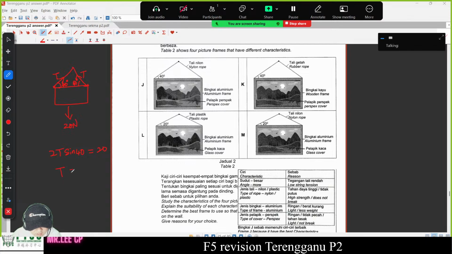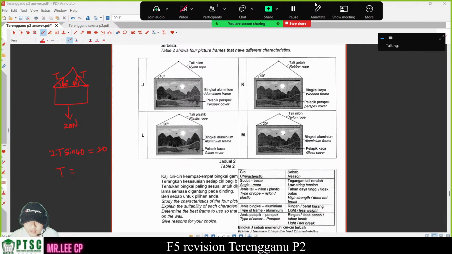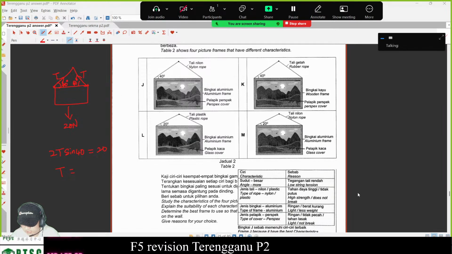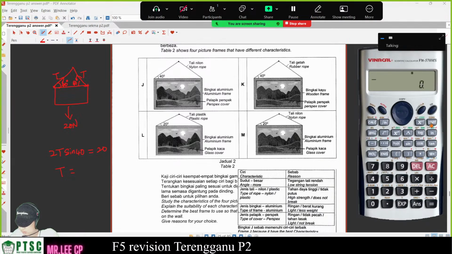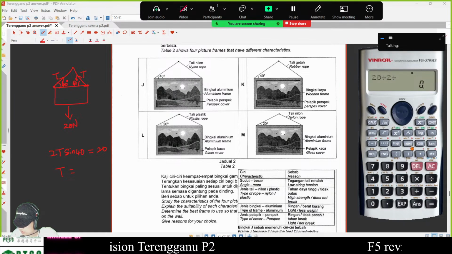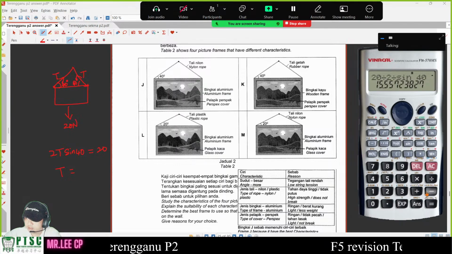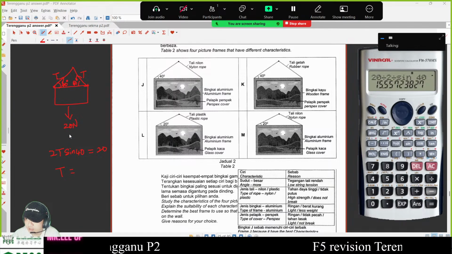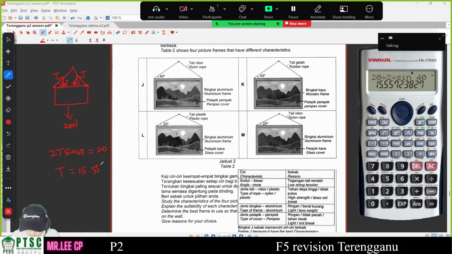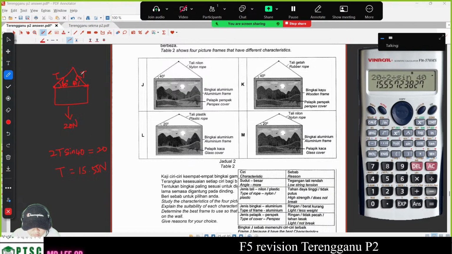T is equals to, oh, I know where I get wrong already. Okay, never mind. We calculate. 20 divided by 2 divided by sine 40. So how much is my tension? My tension will be 15.55. The tension here will be 15.55, 15.55.